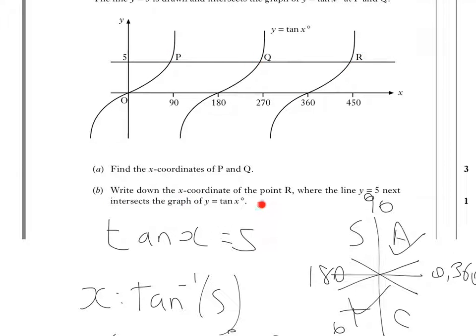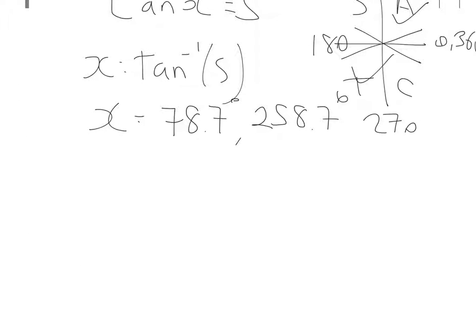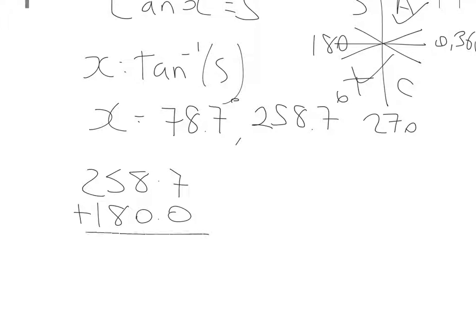Part B says write down the x coordinate of the point R where the line intersects again. So if we've got this one, which we do, 78.7, and this one, which was 180 degrees on from that, 258.7, I think it's safe to say that we move on 180 degrees again, and that will give us the x coordinate of R. So that's going to be 258.7 plus 180, and that will give me 438.7 degrees, and that's the final answer to the question.